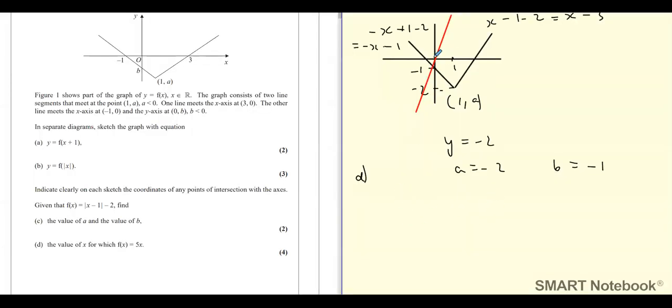Okay, so now we can see that the solution to that is going to come when I have minus x minus 1 equals 5x. So we get minus 1 equals 6x, and we get x equals minus 1 over 6. And that is the only value, because that modulus graph never meets the red line anywhere else. Is that okay? Any questions there?